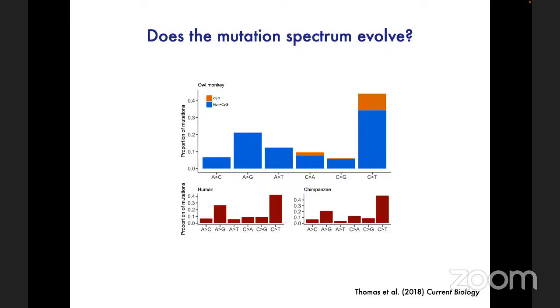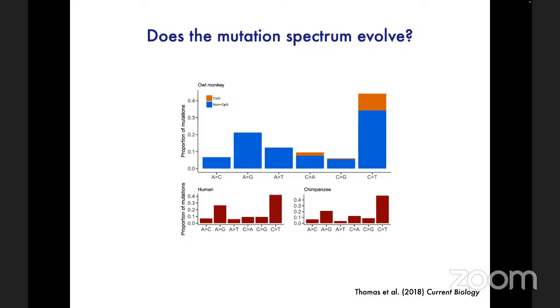I'm going to talk a little bit about it later: we can take the mutation rate as a whole and break it down into different types of mutations. We generally summarize those as the mutation spectrum. Here's the mutation spectrum in owl monkeys. Some of them are CpG mutations, which I'll explain later. Here's the spectrum in chimps. Here's the spectrum in humans. They're a little bit different, right? You can tell that they're different.